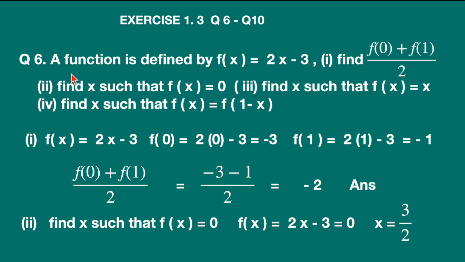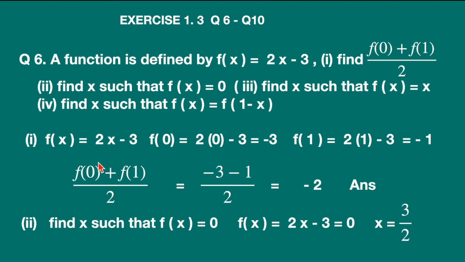Question number 6. A function is defined by f(x) is equal to 2x minus 3. Find [f(0) plus f(1)] upon 2. So this expression we have to find. The function is f(x) is equal to 2x minus 3. So let us first find out f at 0 and f at 1. Substitute x as 0 in this and you will get f(0) is equal to 2 into 0 minus 3. So this is 0 minus 3 is equal to minus 3.